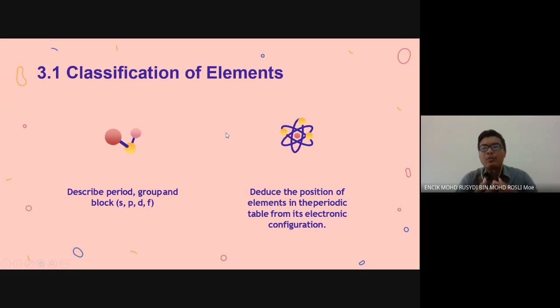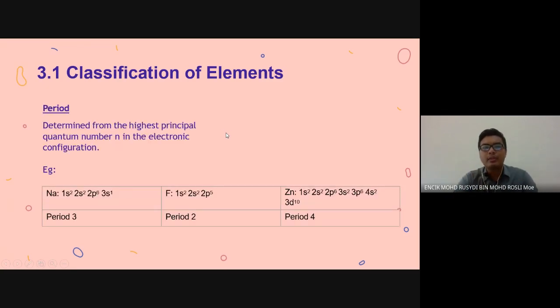And also we have to be able to deduce the position of elements in the periodic table from its electronic configuration. So kita tengok daripada susunan electronic configuration for each element tersebut, and daripada situ kita boleh deduce kedudukan dia in the periodic table. Kat mana period dia, kat mana group dia, kat mana block dia. Okay, so yang ni summarize terus on how do we look at kedudukan elemen tersebut. Let's start with period sebab ni yang paling senang kita nak identify.